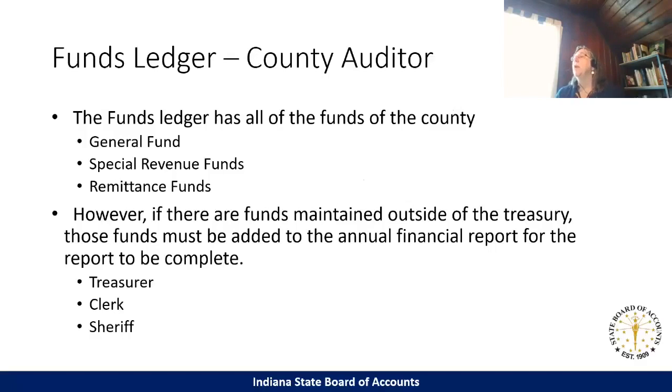The only way the auditor has information to add these funds to the AFR is to gather that information from those offices. So the treasurer fills out a supplemental AFR. The clerk, you will fill out a supplemental AFR. The sheriff also fills out a supplemental AFR for the funds that they keep track of separate from the county funds. There are additional funds, county home, community corrections, tourism commission, that can also be required as well. Obviously, the only one you're responsible for are your clerk funds.